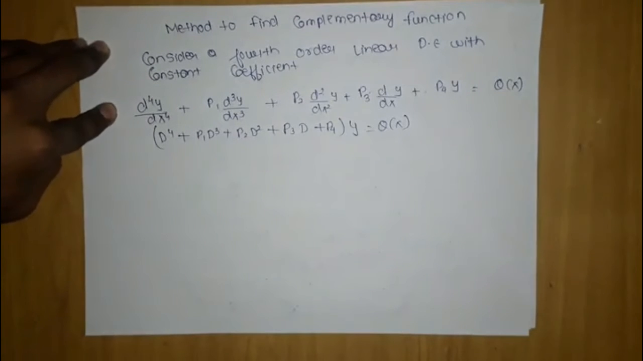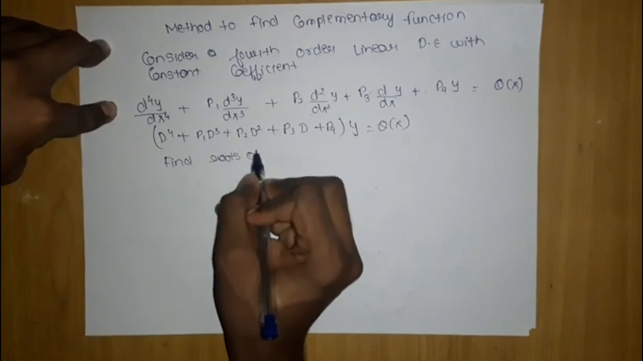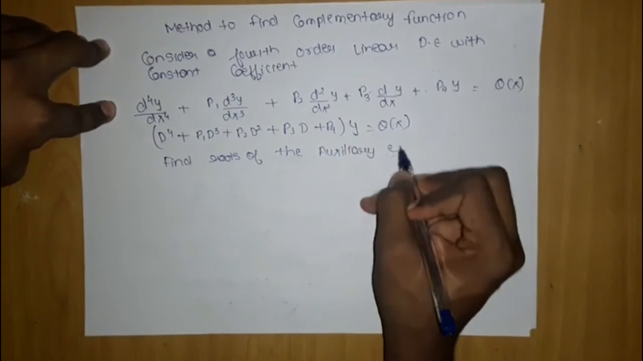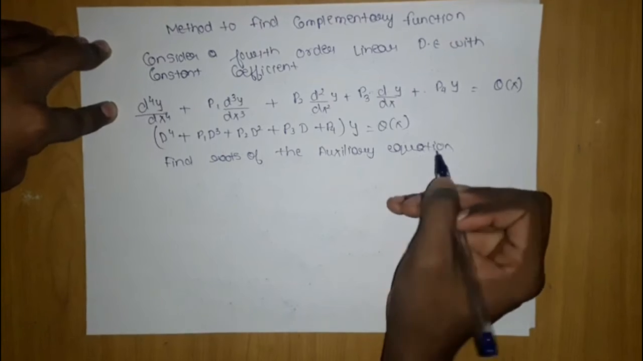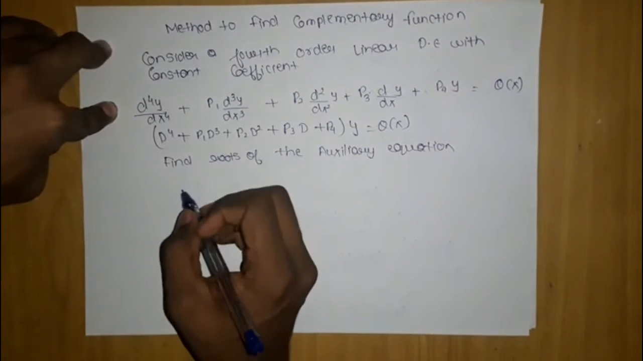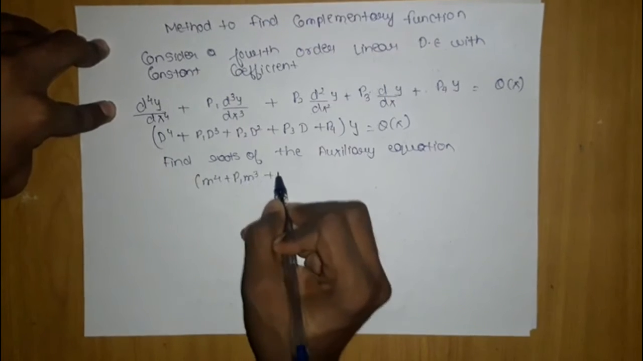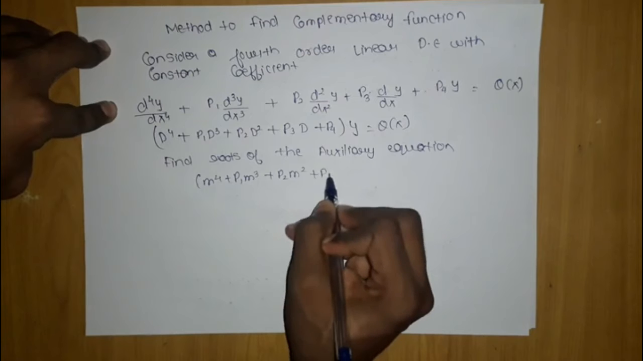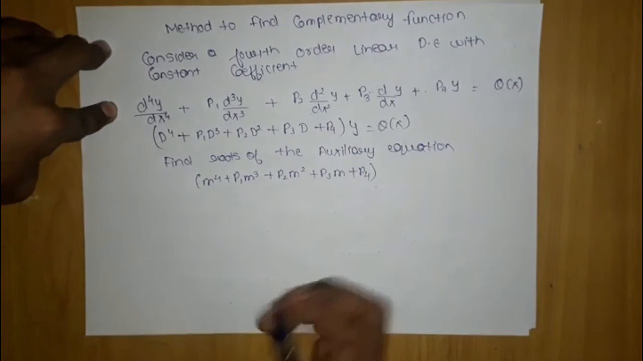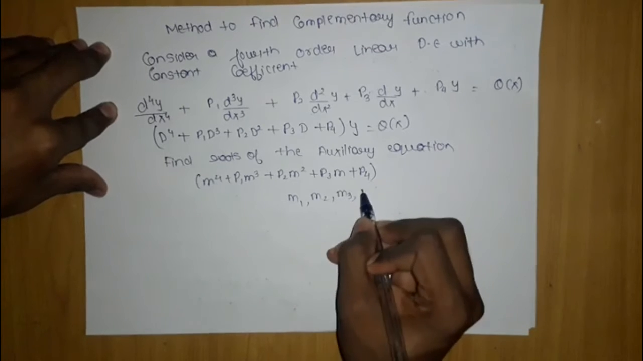Right? Now find the roots of the auxiliary equation. What is auxiliary equation? Auxiliary equation we get from f of d. F of d is this. We call this f of d. Replace each d by m. So what we are going to get here, we will have m power 4 plus p1 m cube plus p2 m square plus p3 m plus p4. Now since it's a fourth order equation, its solution will have 4 roots, which we will say m1, m2, m3 and m4.